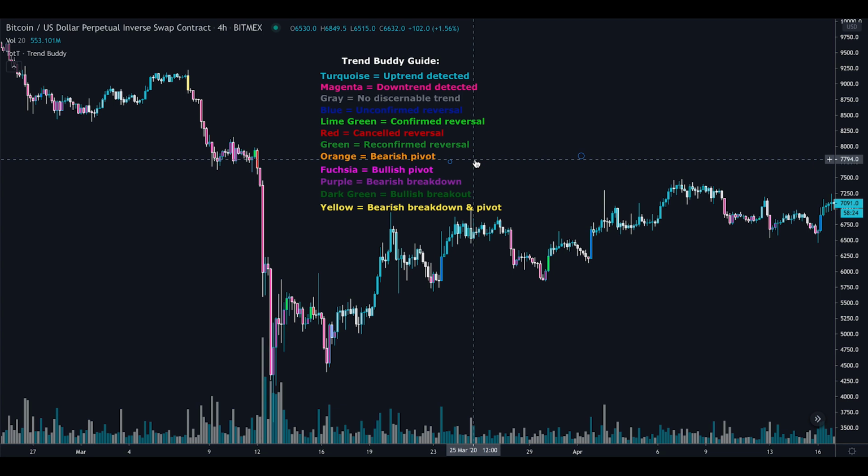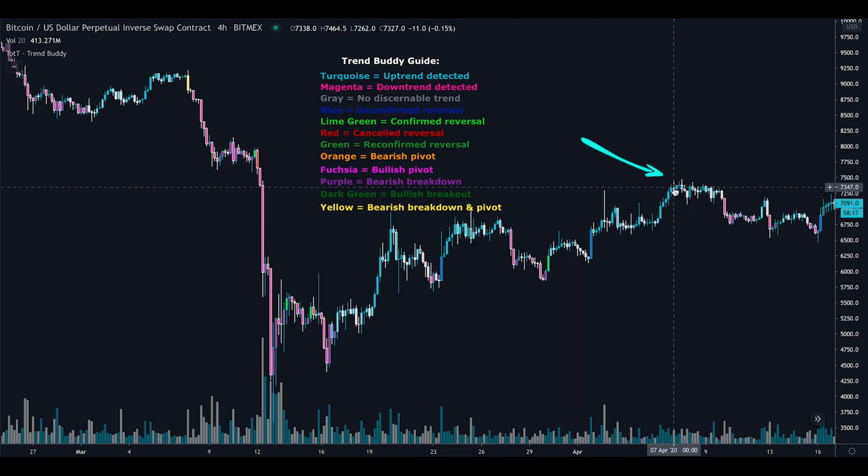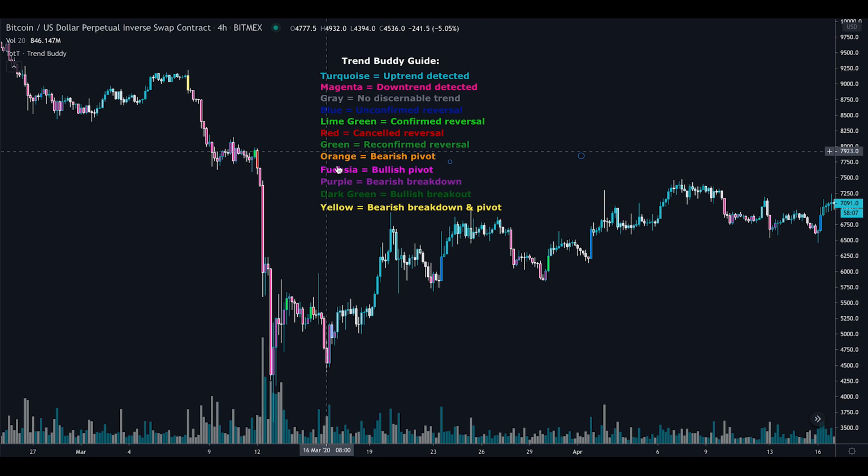Now, what can we use the bearish pivot for, for example? Maybe you're in a strong turquoise uptrend and all of a sudden you get a bearish pivot, right? So that's a good indication, hey, here might be a good place to take profit, or at least move our stops up, maybe below the bearish pivot, right? Since that's supposed to be support. And if price breaks and closes below that pivot, we can assume we might have a trend reversal.